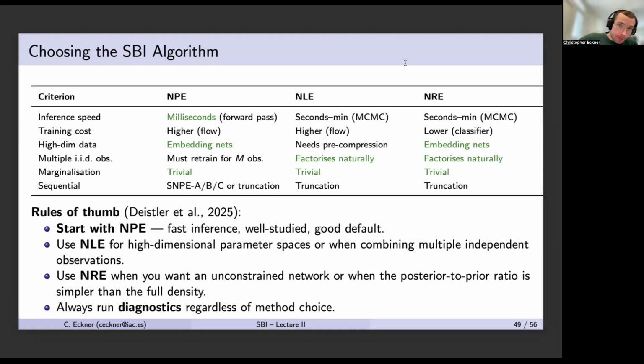When do you use neural ratio estimation? Well, this one gives you an easier network to work with. And sometimes it might be easier to actually constrain the posterior to prior ratio than the full density. The difference is that with neural posterior estimation and likelihood estimation, you always reconstruct the full joint posterior, while for neural ratio estimation, you do not by default. You actually select what you're going to reconstruct.